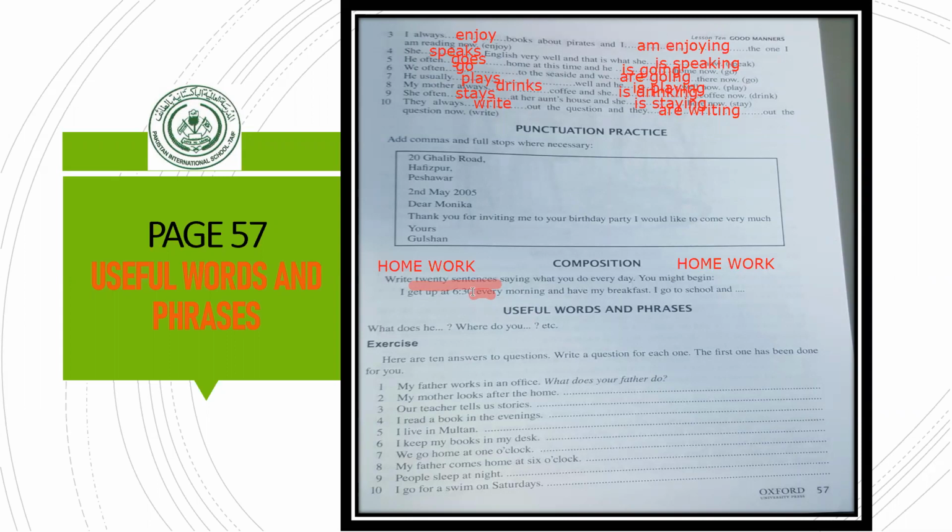20 sentences. In 20 sentences, you have to write about your daily routine, how you usually spend your day. Like, I get up at 6:30 every morning and have breakfast, and again I go to school and attend my class, attend the assembly, like this. So this is your homework, dear students. You must write these 20 sentences and send it to me.